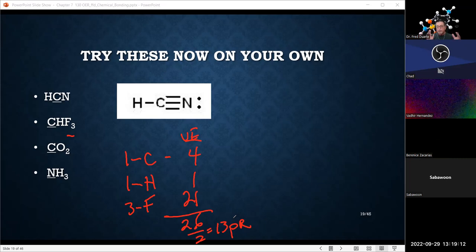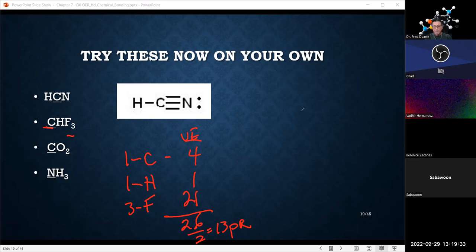All the bonding interaction is occurring with the outermost shell, which is the outermost valence electrons. So now we've got 13 pairs to work with. That is our number that we have to stick with. We've got carbon as a central atom, 1 hydrogen, and 3 fluorides around it.